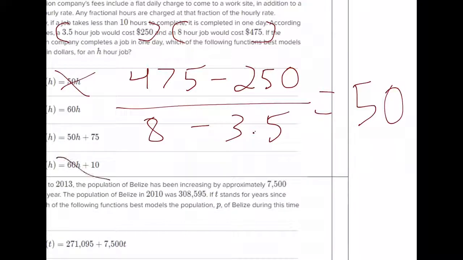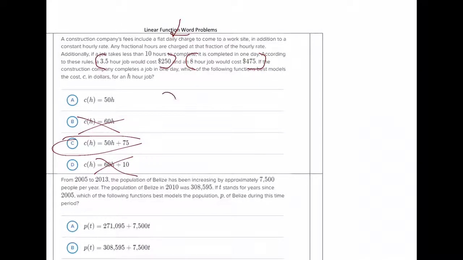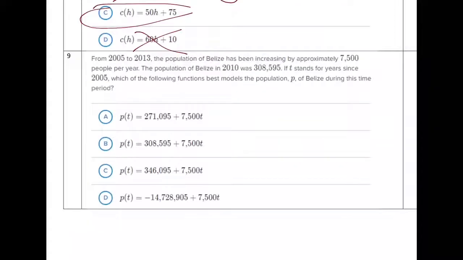So we can rule out A and D because they both charge, B and D because they both charge $60 an hour. Therefore, we need to figure out, is there a flat rate? Well, it tells us there is, so we could just stop and circle C. But to prove that, let's look at our 8-hour job. 8 hours times $50 per hour is equal to $400, and it costs $475. So we need that upfront cost of $75. That's why it's C.